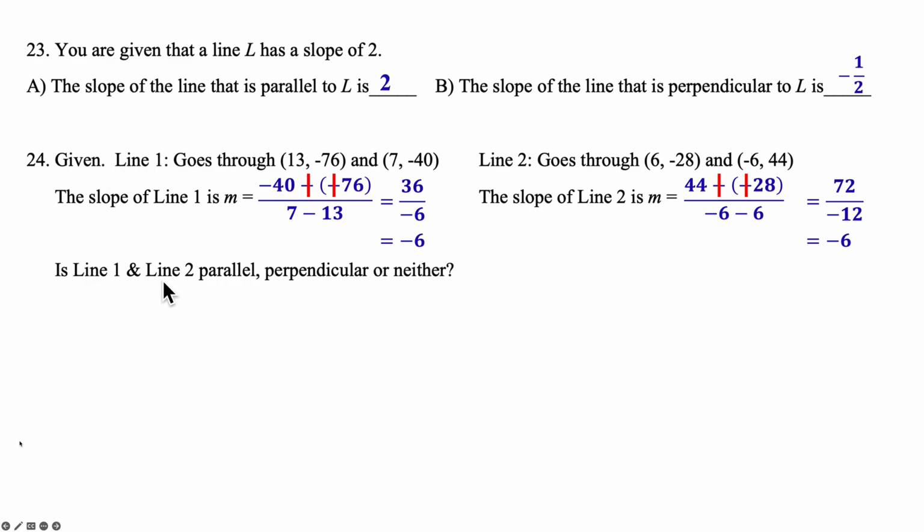So line 1 and line 2, are they parallel, perpendicular, or neither? Well, since the slopes are the same, they are parallel. And that ends up 3-2.